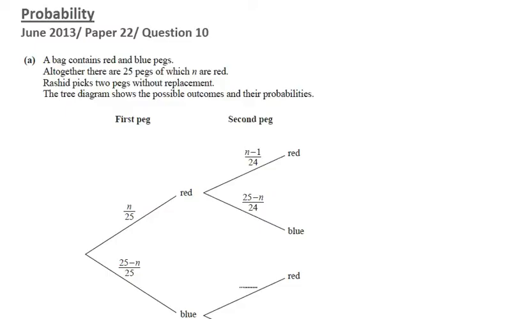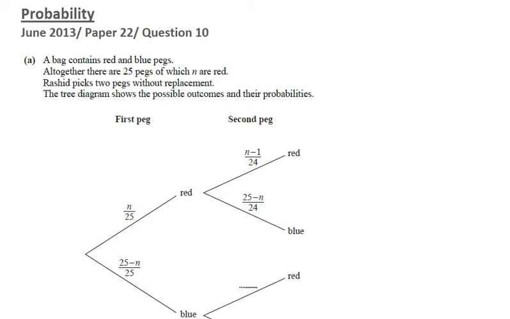Okay, here we have another question of probability, and this question is from June 2013, paper 2, question 10. A bag contains red and blue bags. Altogether there are 25 bags, of which n are red. Rashid picks 2 bags without replacement. So here again we have a condition of without replacement. The tree diagram shows the possible outcomes and their probabilities.